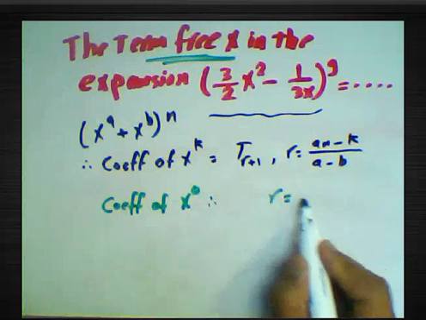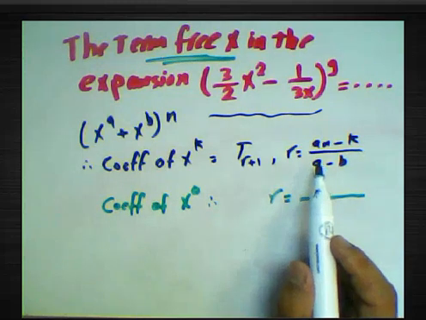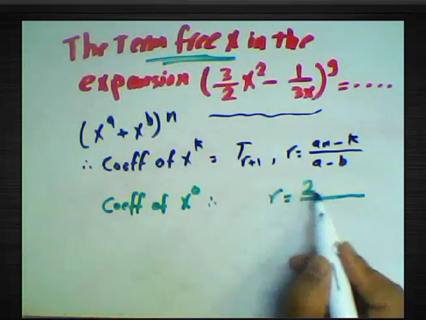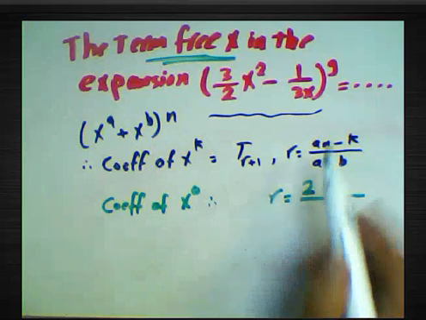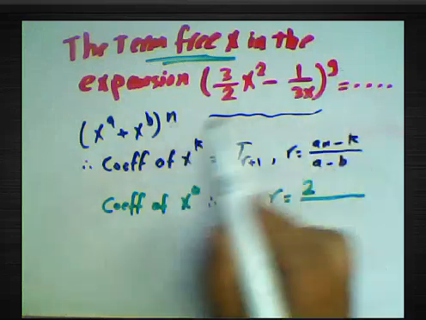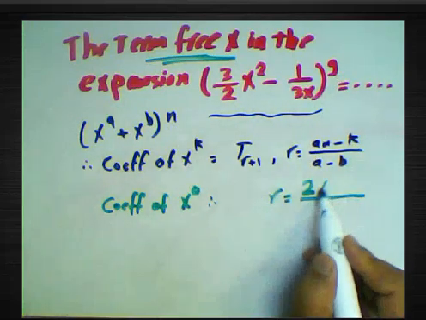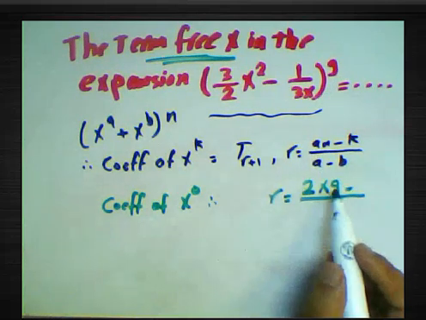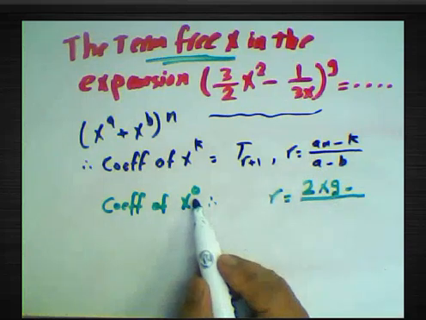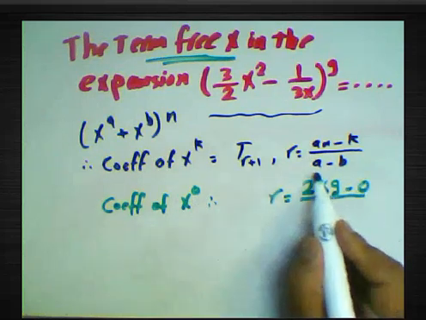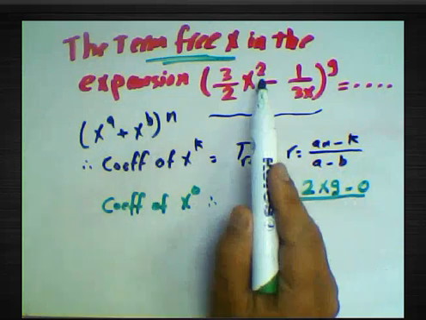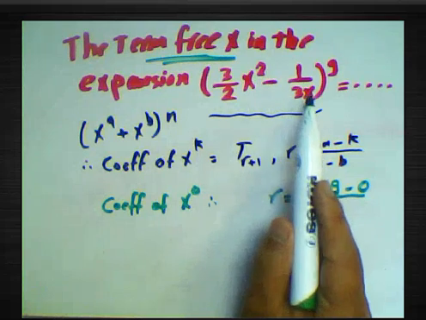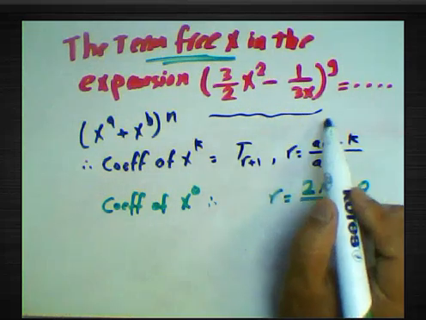r will be equal to, look at here, a, it will be what? It will be 2, see a, right? 2 multiplied by n equals what? n equals 9, okay, n equals 9, 2 times 9, subtract k here, 0, over a minus b, a minus b, a here is 2, subtract b, which will be negative 1 because this expression will be 3 over 2.